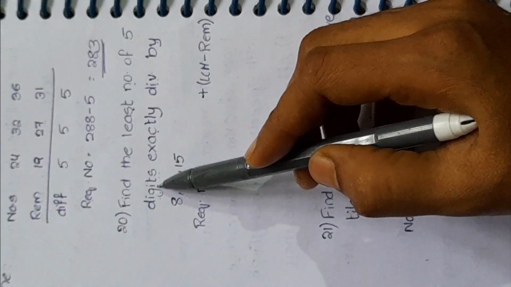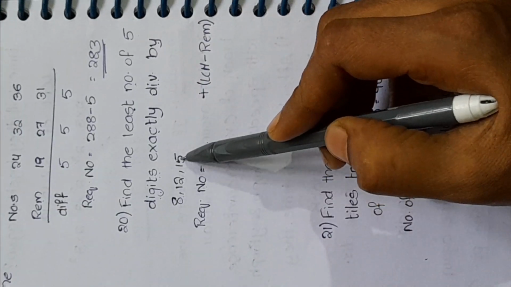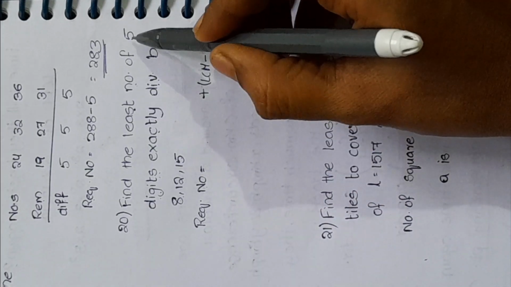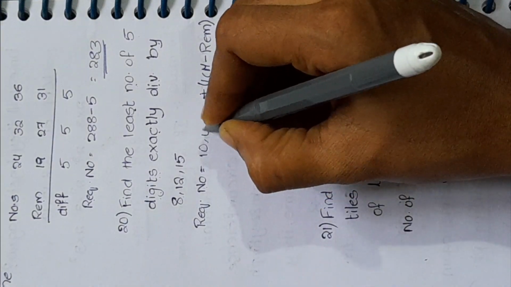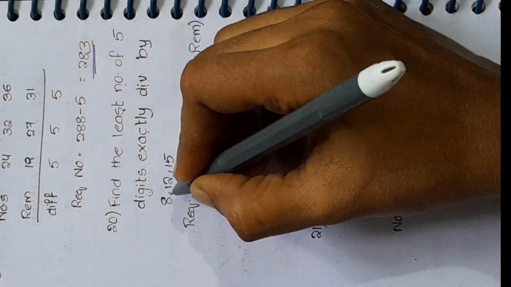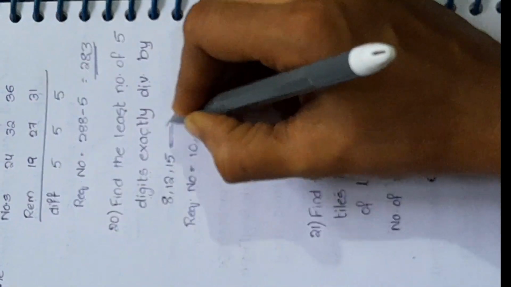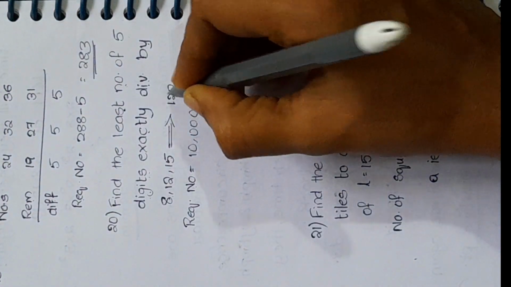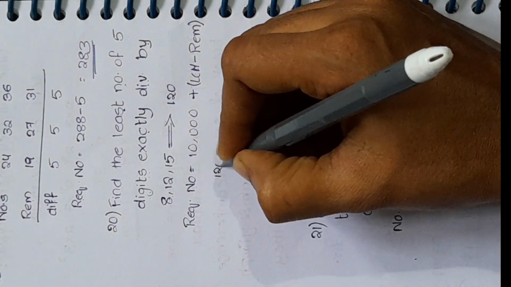Find the least number of 5 digits exactly divisible by 8, 12 and 15. Here the required number is, the least 5 digit number is 10,000. So 10,000 plus LCM minus remainder. We should find the LCM of 8, 12 and 15. Here the LCM of 8, 12 and 15 is 120. Now we should find the remainder.